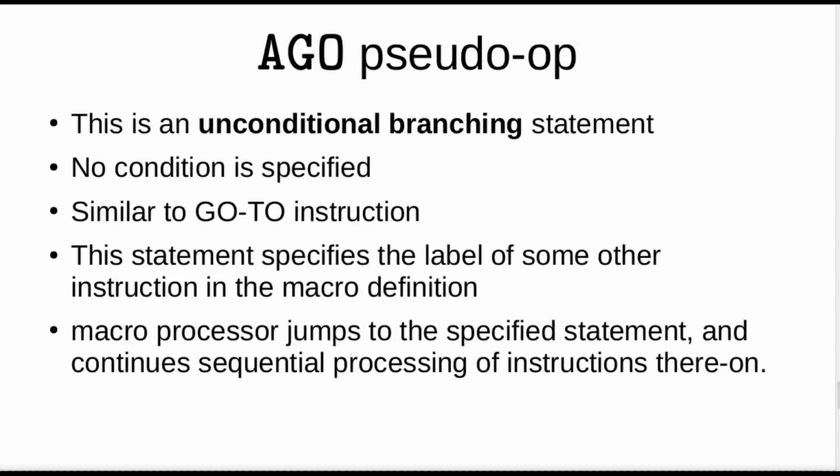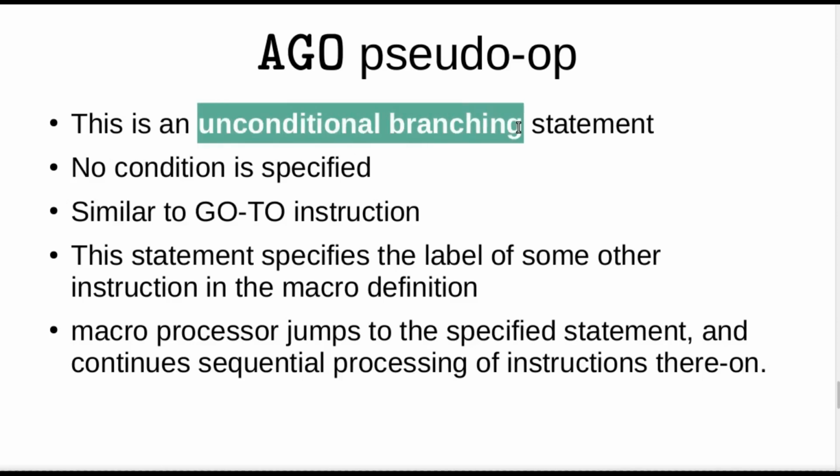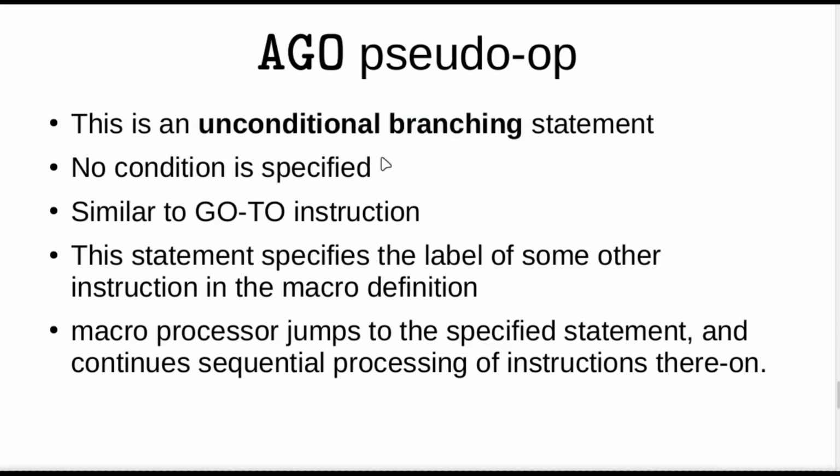So there is another pseudo op, which is the AGO pseudo op, right? Now unlike the AIF pseudo op, the AGO pseudo op is an unconditional branching statement. Just as we had a condition specified within brackets in the AIF pseudo op, in the AGO pseudo op we do not need to mention any condition. Wherever we place the AGO pseudo op followed by a label, that simply means we are supposed to branch out to that particular label irrespective of any condition, right? So no condition is specified.